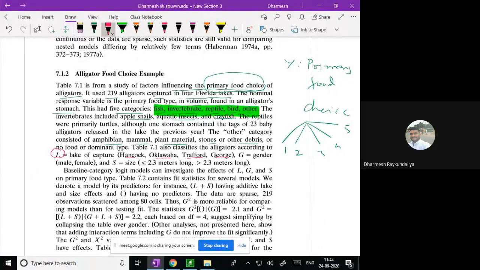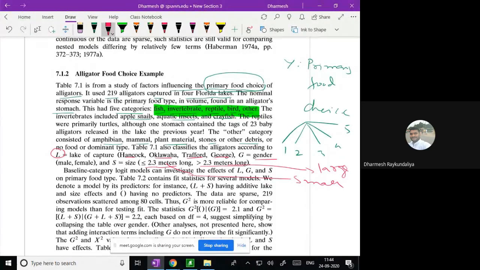And then the second variable they have measured is the gender of the alligator, whether the alligator was a male or female. So that is another variable. Third, they have taken the size of the alligators, whether the size is less than 2.3 meters or more than 2.3 meters. So if it is less than 2.3, we call them small, and if it is greater than this, we call them large.